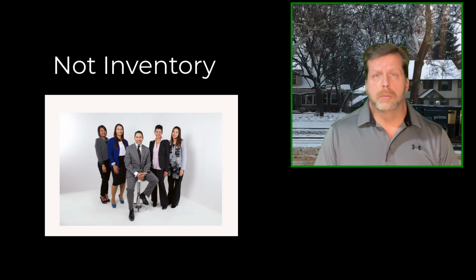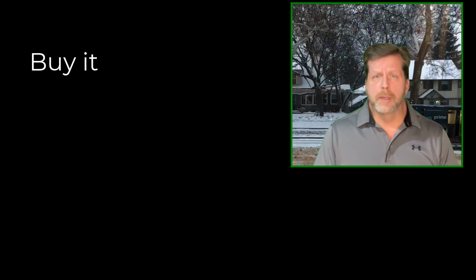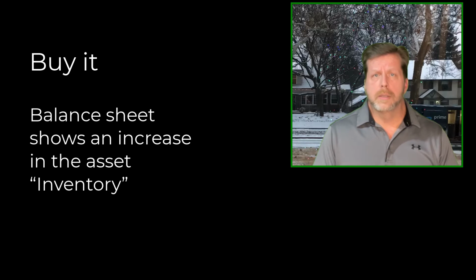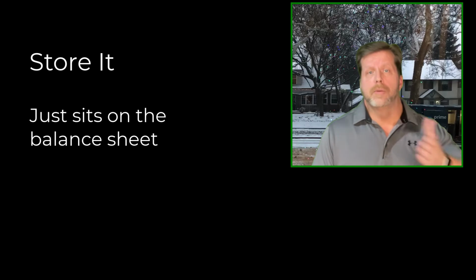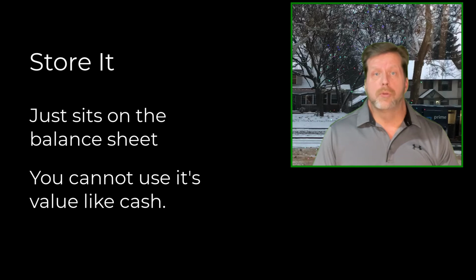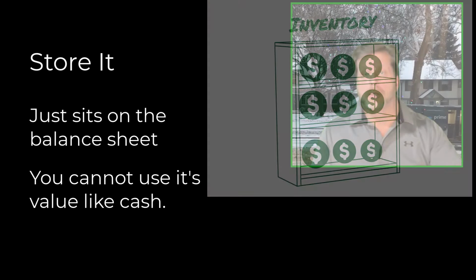The basic flow of inventory is such: you purchase inventory, you store it on the shelf, and then you sell it. When you purchase inventory, the inventory balance increases. That shows up on the balance sheet as an asset. When storing inventory, it still just sits there on the balance sheet. Money used to buy the inventory cannot be used for other purposes. And if you have too much inventory, it could make it harder to pay bills because you're waiting for your inventory to sell, to turn into cash.